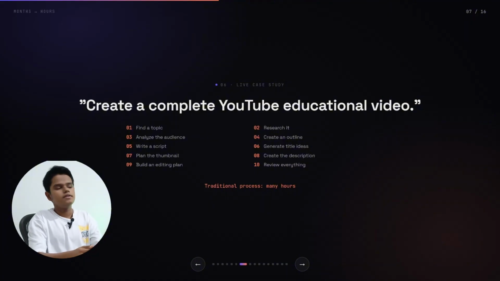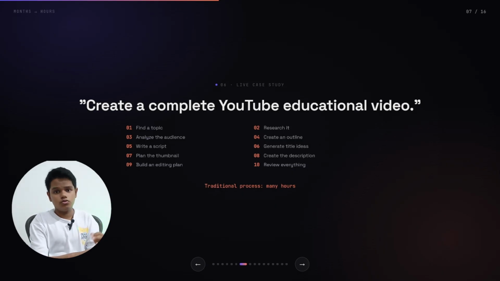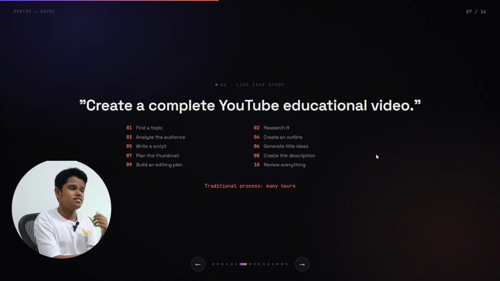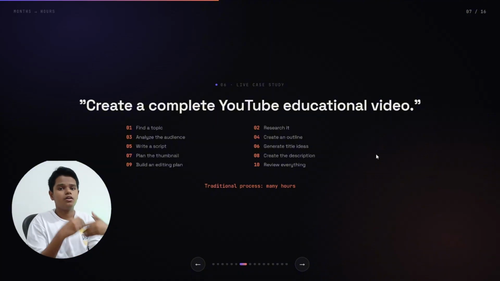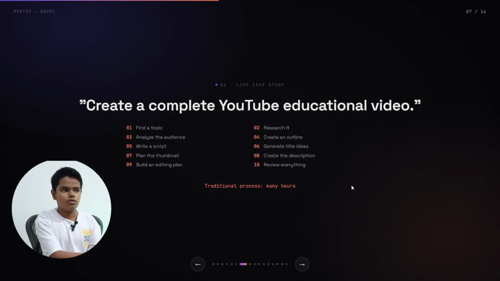Okay, say this is what I want to do, right? This is the idea, and what I want to do is I want to create a complete YouTube educational video. What I'd have to do, the traditional method, which would take many hours, is I would have to find a topic first, analyze the audience, write a script, plan a thumbnail, build an editing plan, research it, create an outline, generate title ideas, create a description, and review everything all over again. And this, like I said, would take many, many hours to do.